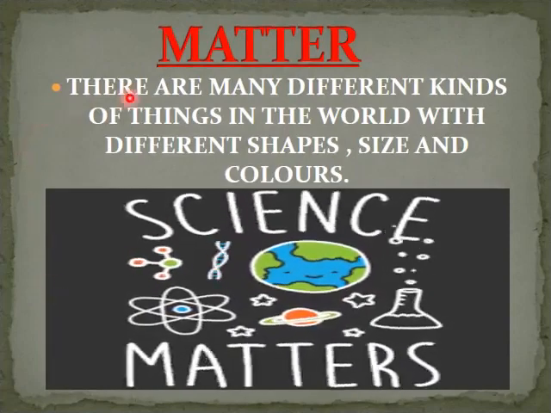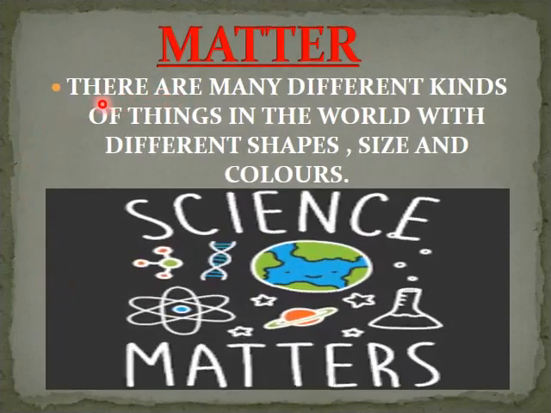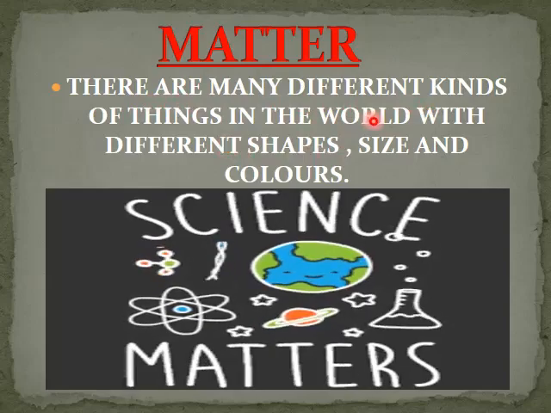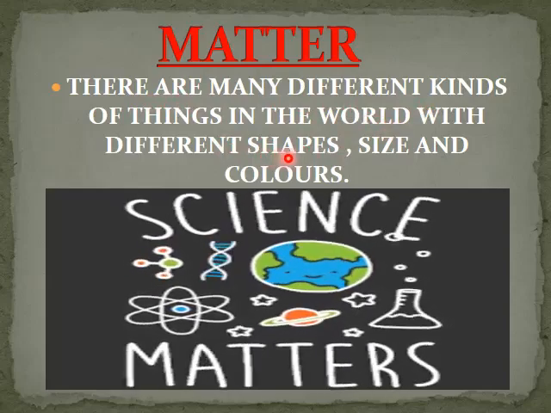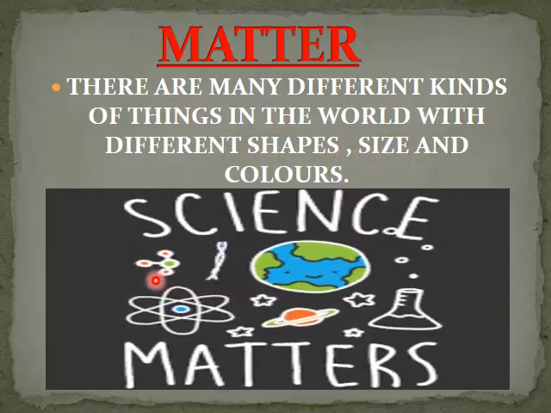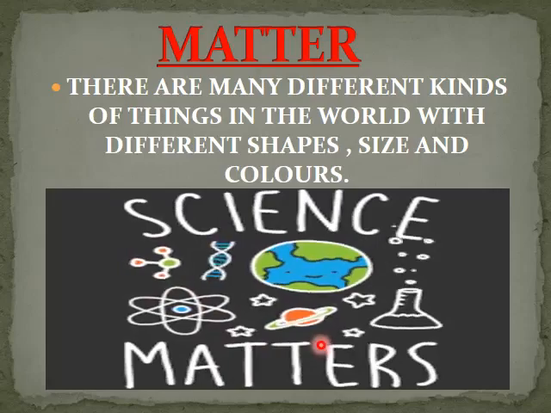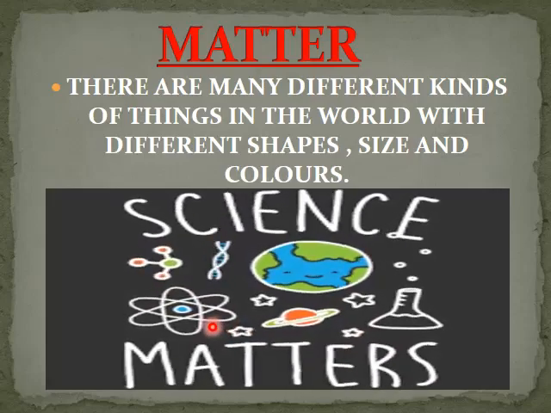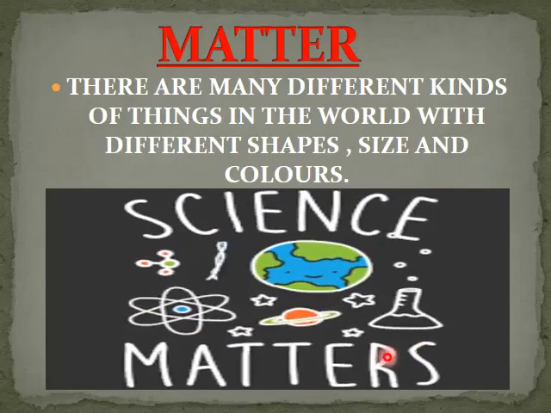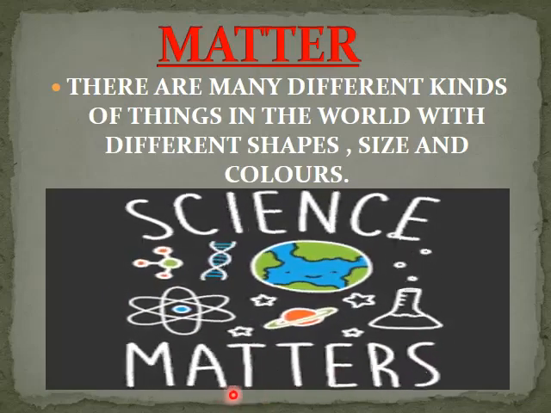So, matter. There are many different kinds of things in the world with different shapes, sizes, and colors. Some are hard, some are soft, some are warm, and some are cold. They all are called matter and state of matter.